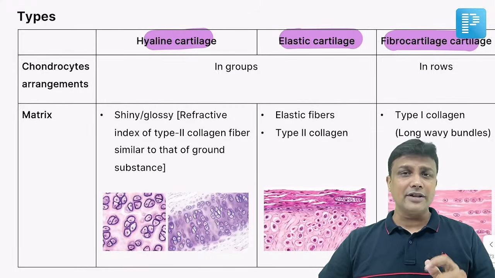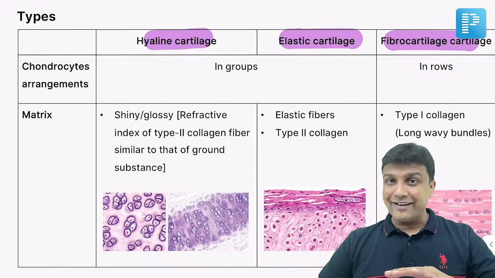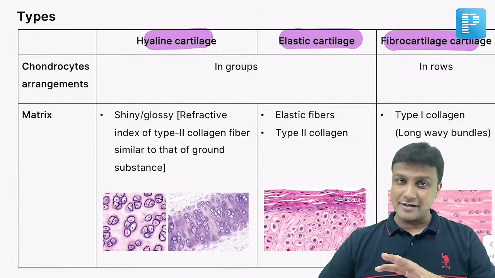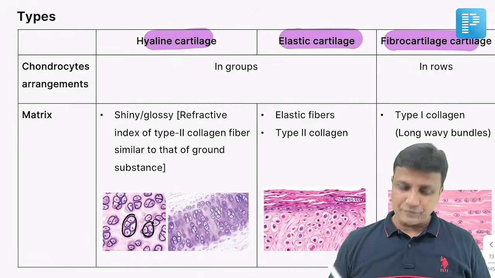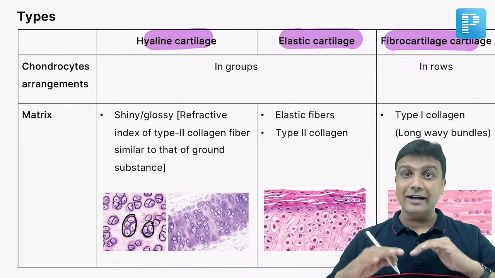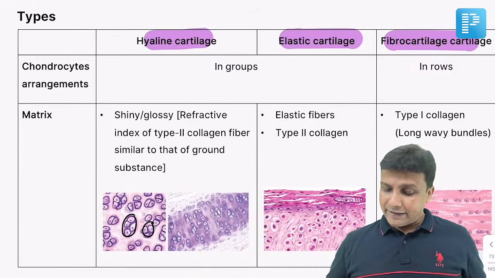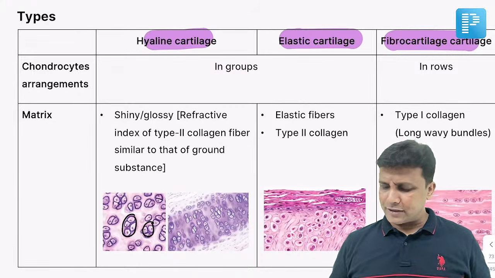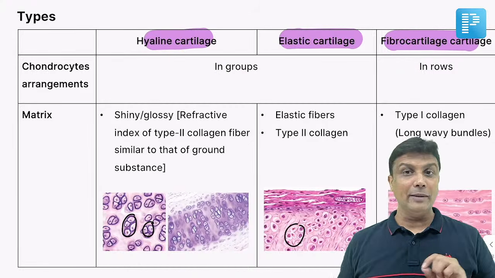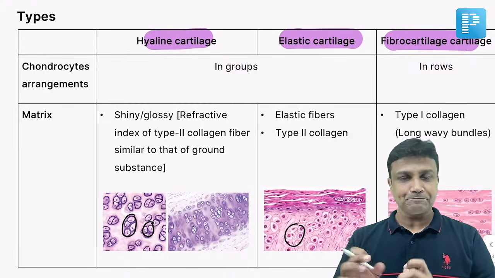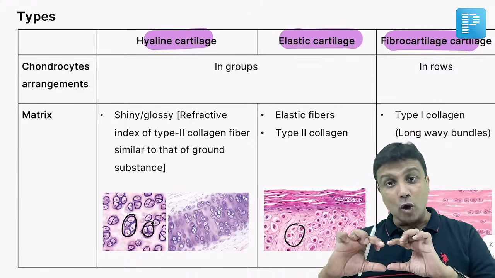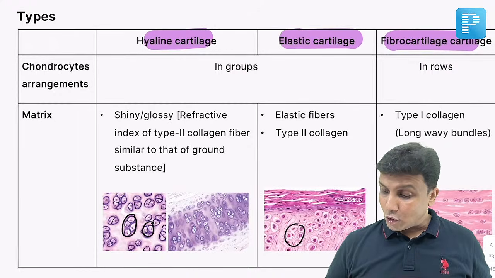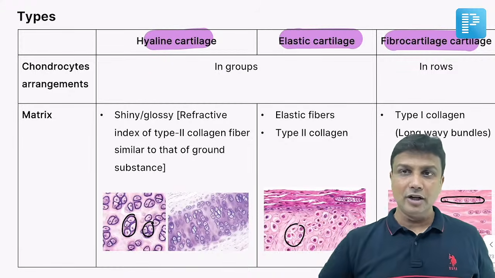Hyaline cartilage, the word itself is telling, hyalos, that means the matrix will be completely like glass, and the chondrocytes will be in the form of groups. The chondrocytes are in the form of groups, and the matrix will be like glass, like hyaline. In the elastic cartilage, what is going to happen? Again, the chondrocytes will be in groups only, but in the middle you'll be able to appreciate the elastic fibers. And finally, in the fibrocartilage, of course, you'll have type 1 collagen in long wavy bundle fibers, and the chondrocytes are arranged in the form of rows.